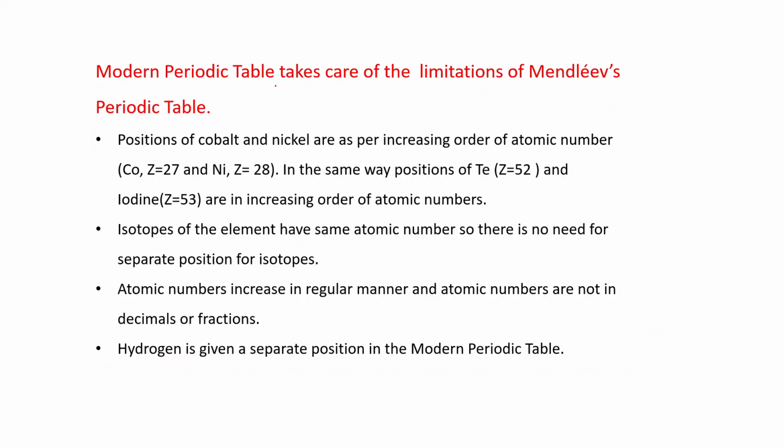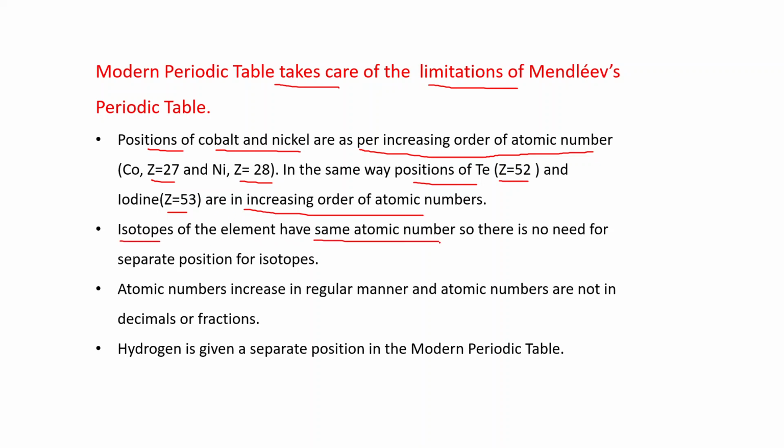The modern periodic table takes care of the limitations of Mendeleev's periodic table. How? Just see, the positions of cobalt and nickel are as per increasing order of atomic number. Cobalt's atomic number is 27, nickel's atomic number is 28. In the same way, tellurium with atomic number 52 and iodine with atomic number 53 are in increasing order of atomic numbers. Isotopes of an element have the same atomic number, so there is no need for a separate position for isotopes.